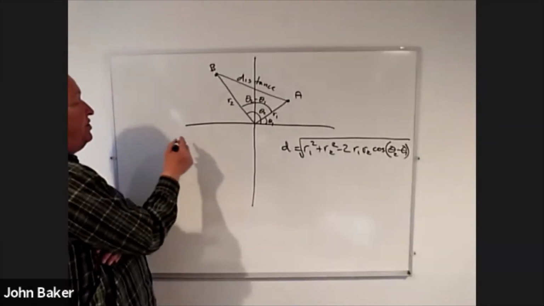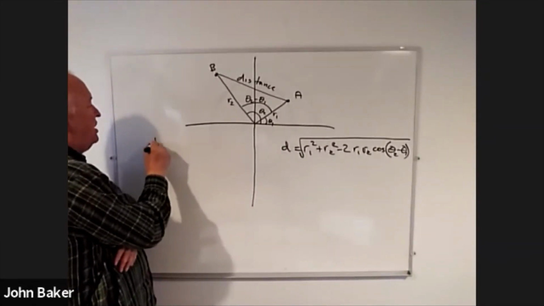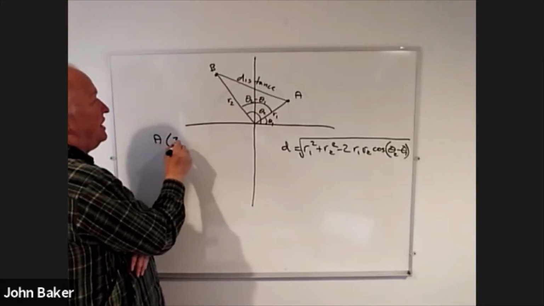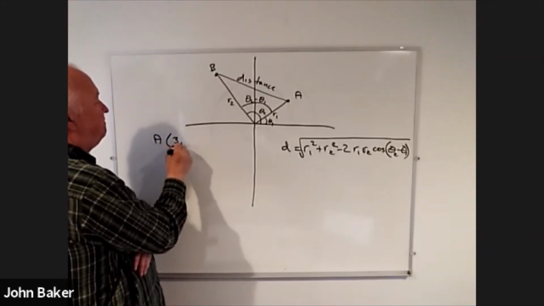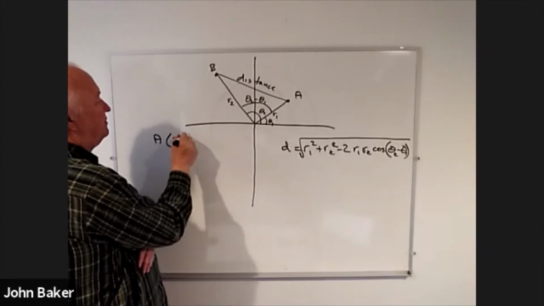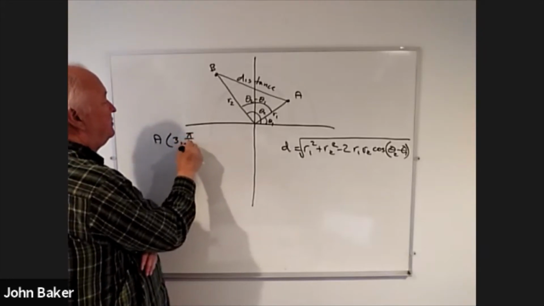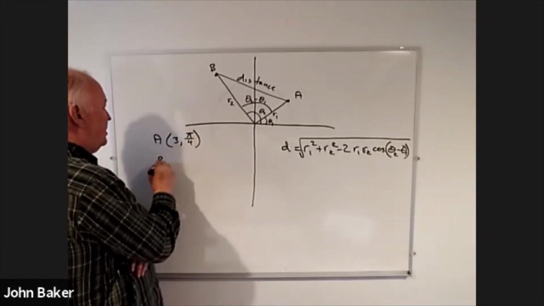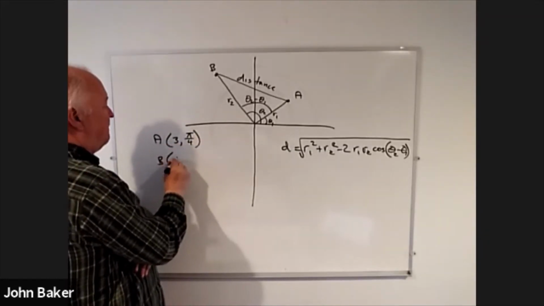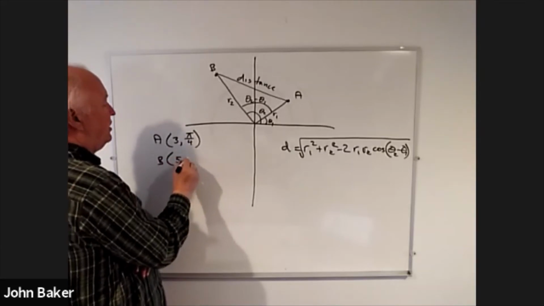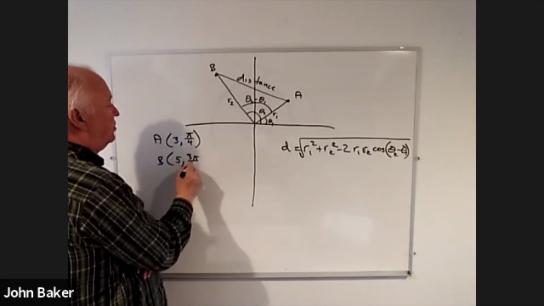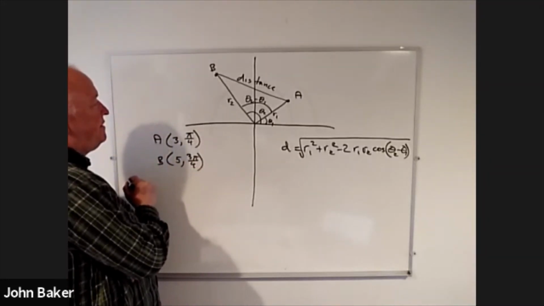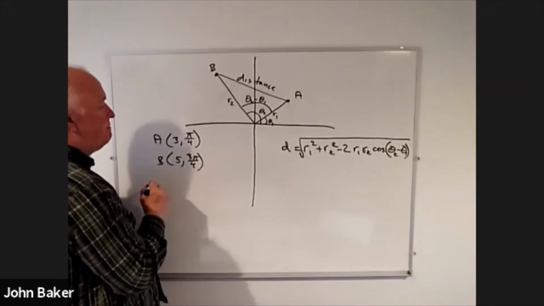Let's see if we can do that. Let's let point A be 3 at pi over 4. And we'll let B be 5 at 3 pi over 4. Okay?